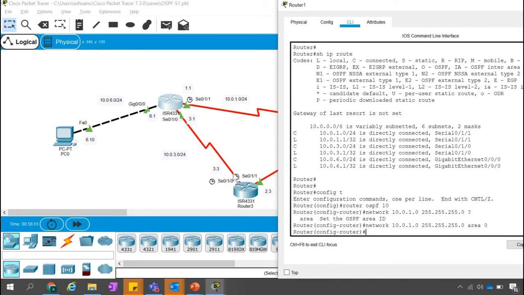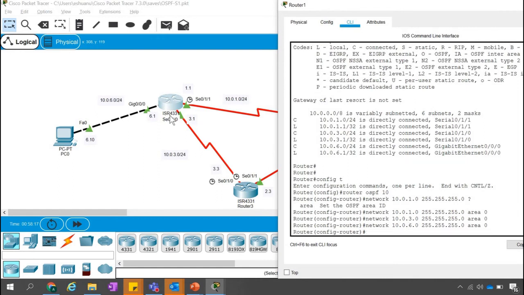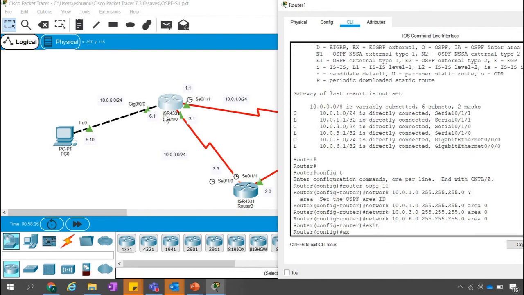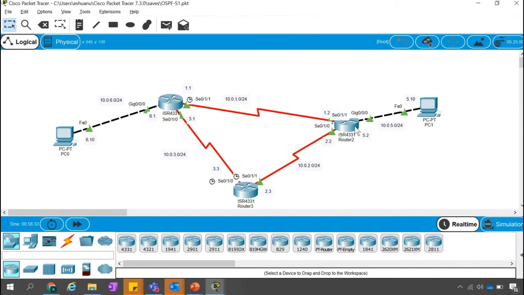The same thing we are going to do for the network 10.0.3.0. I'm just changing this here to 3.0. That's it. And now the same thing for 10.0.6.0. I'm advertising that network to OSPF as well, 6.0. So now all three interfaces are done, so the OSPF configuration on this router is done. Nothing else is required. Exit. That's it, very simple. The same thing we are going to do on router 2.